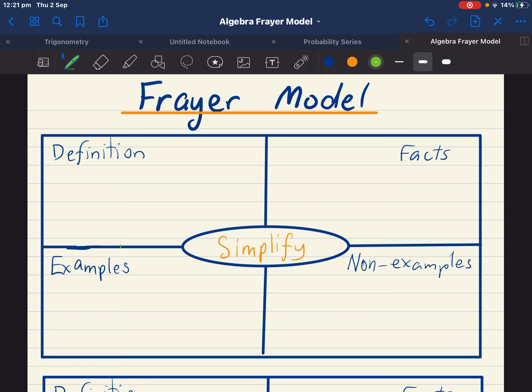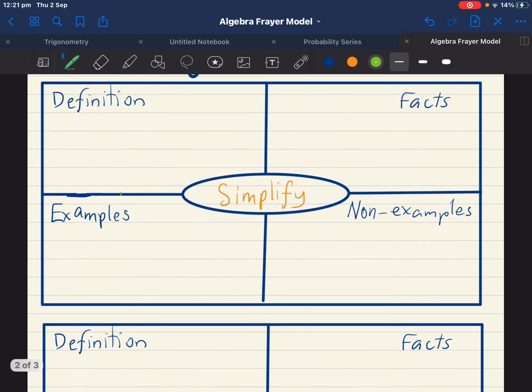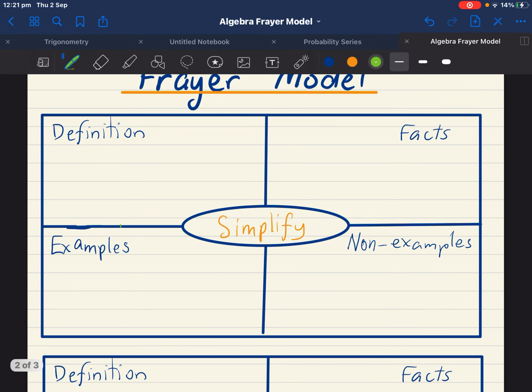sections. The whole point of this Frayer model, by the way, is to help you get to a point where you understand the word better. So within this algebra topic, you're going to see the word patterns. You're going to see that used a bit. You're definitely going to see the word simplify used a lot throughout the topic. And if you don't know what the word means, it's going to make the whole topic a whole lot more confusing than it needs to be.